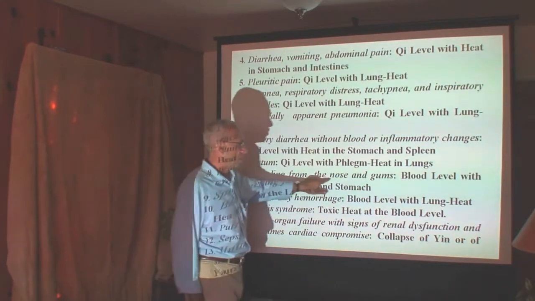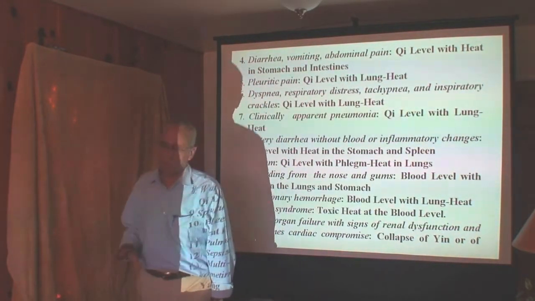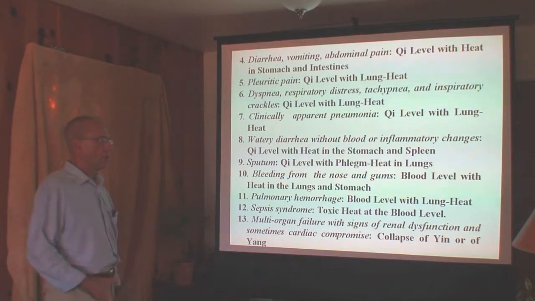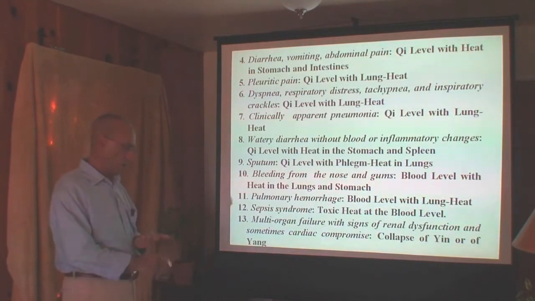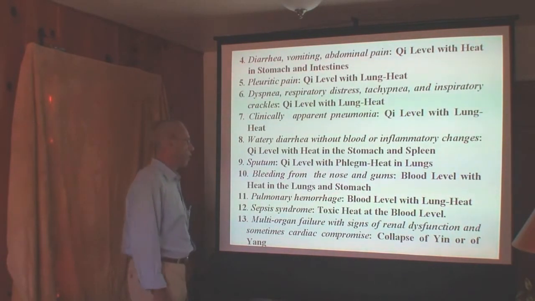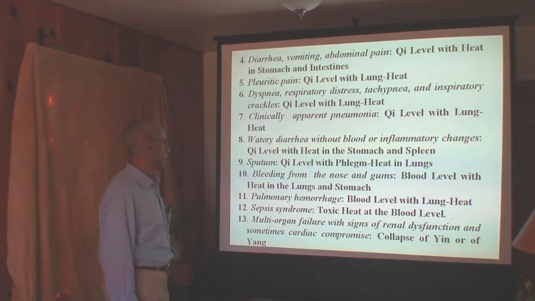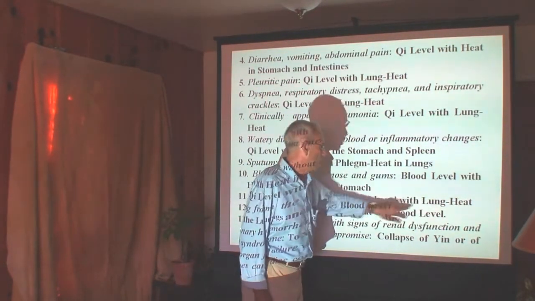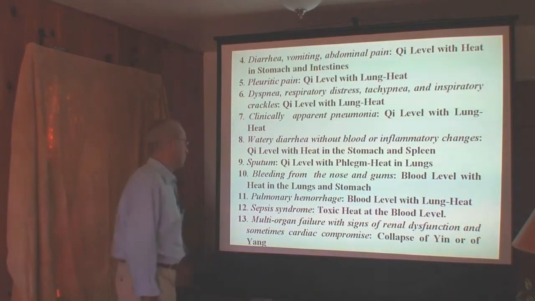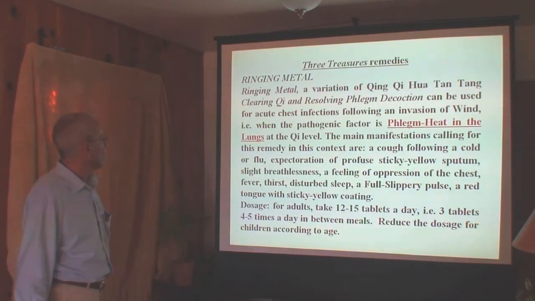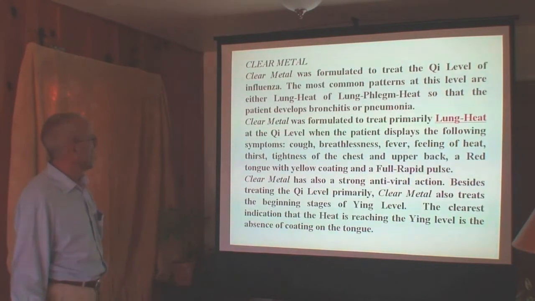Bleeding from the nose and gums is a bad sign. Whenever you have bleeding during an acute fever, it indicates you've reached the blood level. That's another sign of blood level. One was the tongue red without coating, 2, macules, 3, bleeding, in the course of an acute febrile disease. In fact, it can be pulmonary hemorrhage, which would be very serious lung heat at the blood level. And we already discussed the 3 threshold remedies. Ringing Metal is for phlegm heat. Clear Metal is for lung heat.